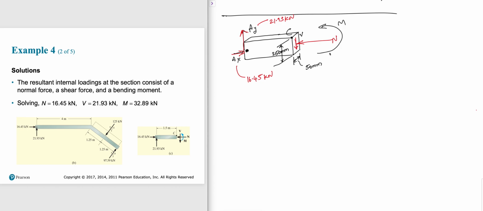And then let's solve for N. What is N? Sigma Fx equal to 0, assuming this is our x-axis, that is our y-axis, and this is the z. So sigma Fx equal to 0 implies AX minus N is equal to 0. So N will be equal to 16.45 because AX is 16.45 kilonewton. Sigma Fy equal to 0 implies AY minus V equal to 0. That implies V is 21.93 kilonewton.